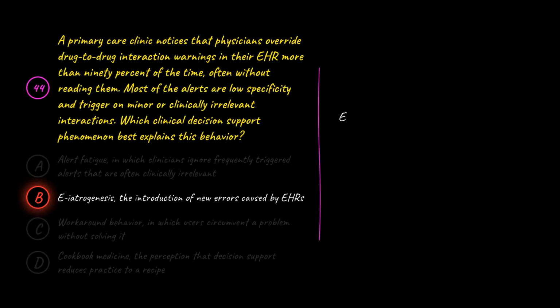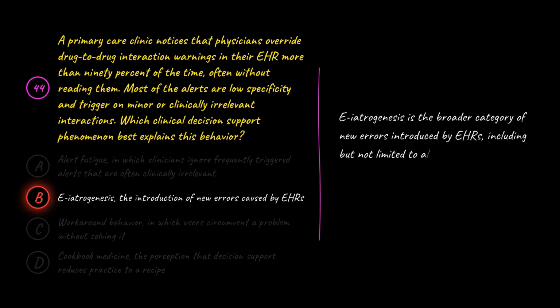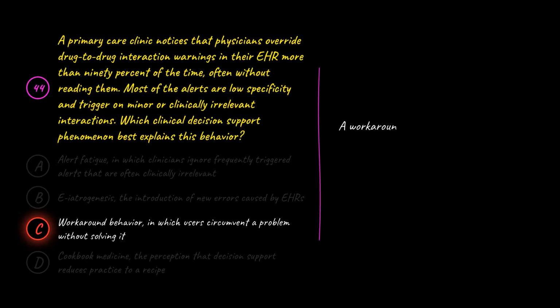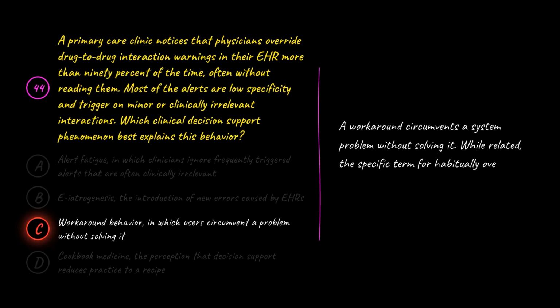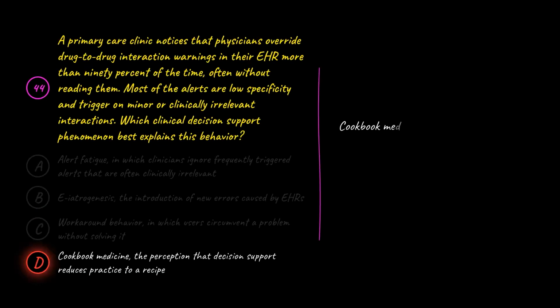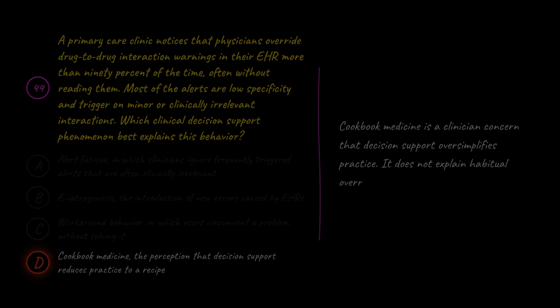B is wrong because EHR iatrogenesis is the broader category of new errors introduced by EHRs, including but not limited to alert behavior. The specific mechanism the question targets is alert fatigue. C is wrong because a workaround circumvents a system problem without solving it. While related, the specific term for habitually overriding low-value alerts is alert fatigue. D is wrong because cookbook medicine is a clinician concern that decision support oversimplifies practice. It does not explain habitual override behavior.